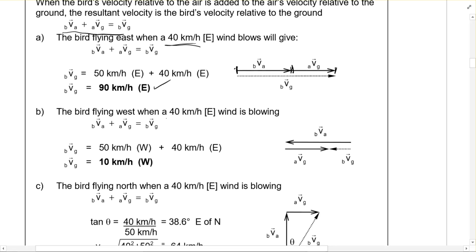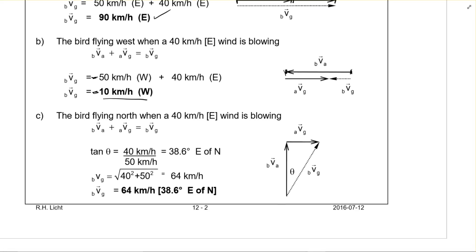Now the bird flying west. So now it's flying into the wind. This is the bird's vector, the bird speed, and the wind is going that way. So we need to end up subtracting them, right? I've got 50 kilometers an hour west plus 40 kilometers an hour east. West was negative, so I had negative 50 plus 40, which is negative 10 kilometers an hour, which means it's west.